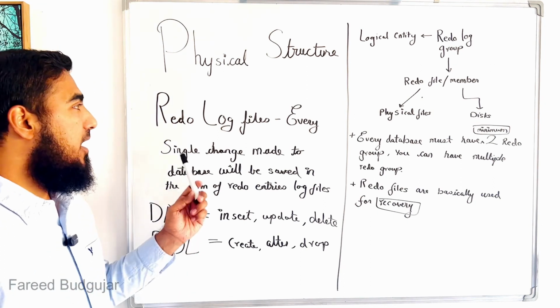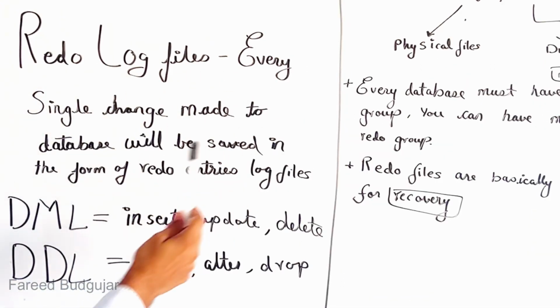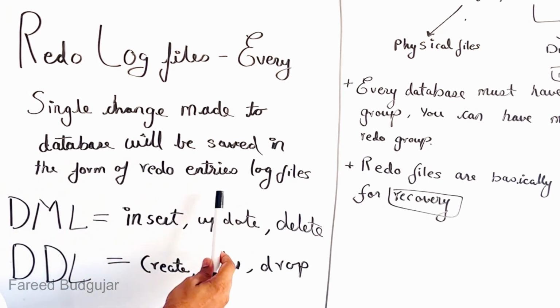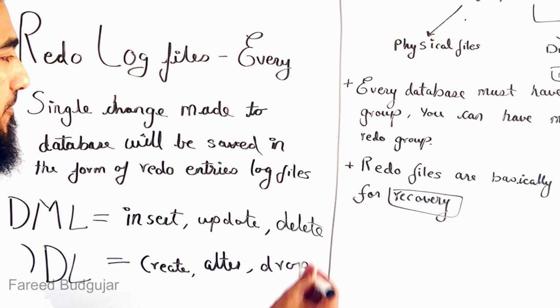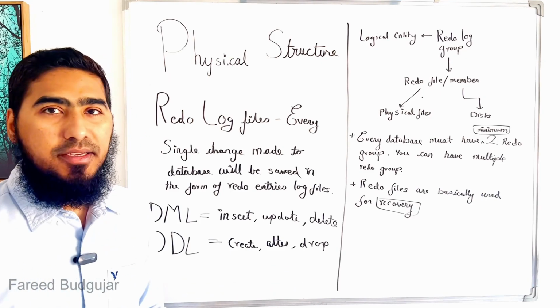First, let us understand what redo log files are. Every single change made to the database will be saved in the form of redo entries or log files. That is your DML statements, which is insert, update, delete, or your DDL statements, which is create, alter, drop, truncate, and so on.